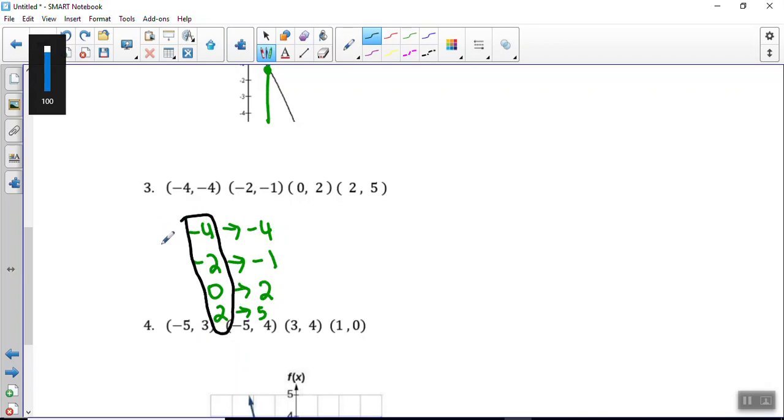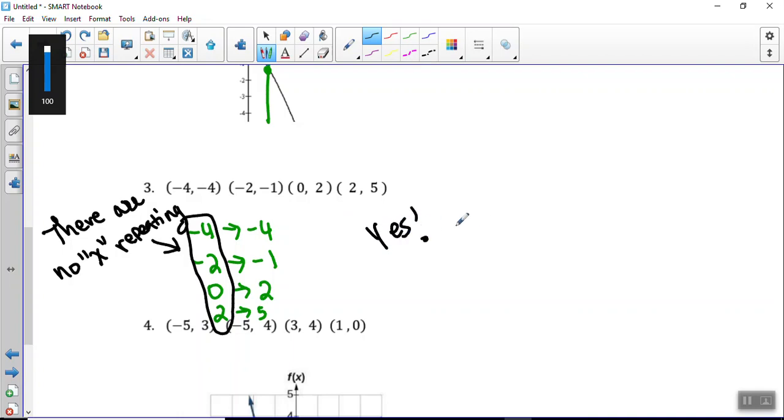And then here I noticed that there are no x coordinates repeating. You can have y coordinates repeating, that's fine, but if you have any x coordinates repeating, then it's not a function. Since there's no repeating x coordinates, we can say yes, it is a function.